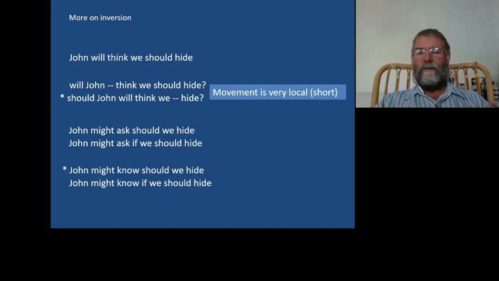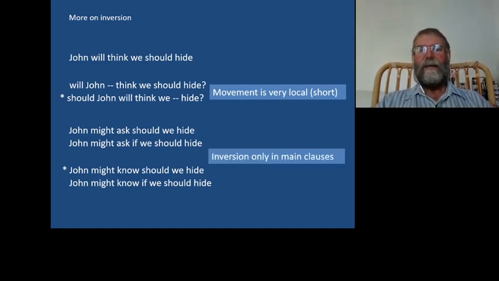Okay, so know is a verb that takes a purely embedded clause, and the fact that the embedded clause has to be with the complementizer, not with the inversion, leads us to the conclusion that inversion only takes place in a main clause, never in an embedded clause. And where it looks as though it's happening in an embedded clause, that clause has this ambiguous status and really is a main clause in disguise as an embedded clause.